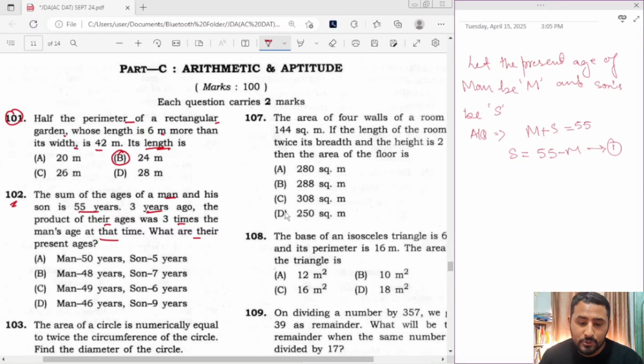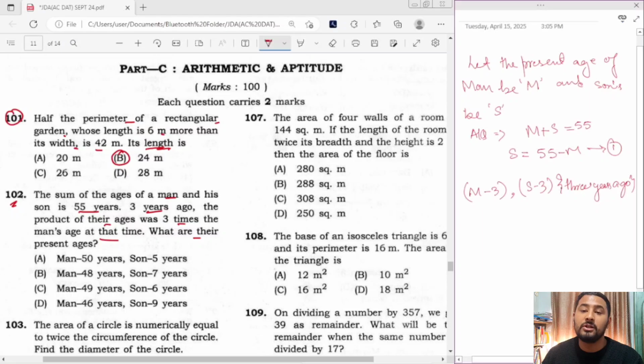Clear? Now let us repeat. 3 years ago, the product of their ages was 3 times the man's age. M and S are the present ages. 3 years ago, what will be the age of the man? M minus 3. What will be the age of the son? S minus 3, right? So this would be 3 years ago.